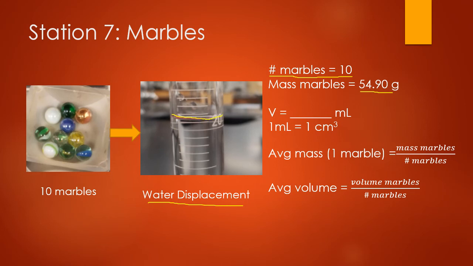To figure out the volume, you're going to use the picture, looking at the water level line and reading the graduated cylinder. You record that in milliliters because you're measuring water and liquids are recorded in milliliters. You then can convert that to centimeters cubed simply by changing the units, since 1 milliliter is equal to 1 centimeter cubed.